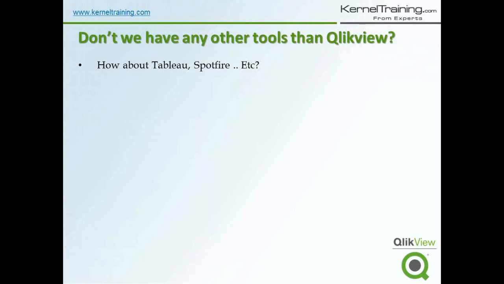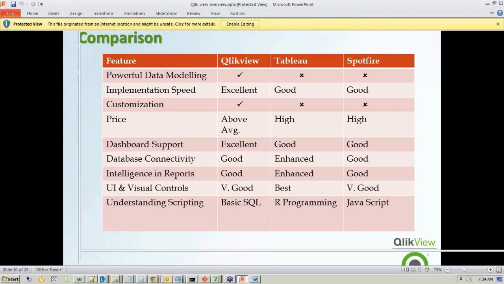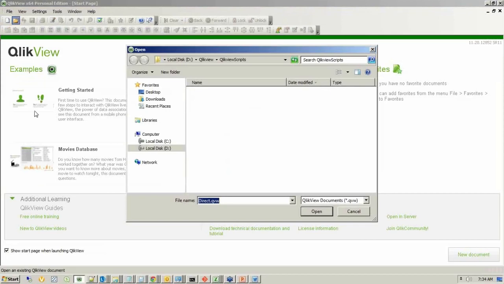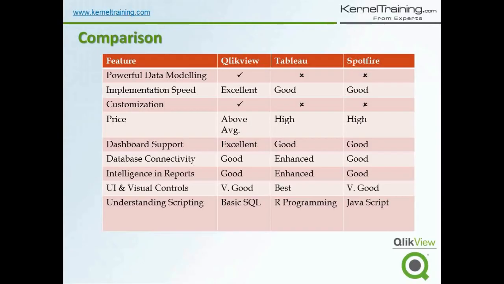Okay, now let's quickly take a pause here and see what else we can achieve out of this comparison. You can see I just made some comparisons out of my experience. You can see the powerful data modeling technique. There is a data modeling technique in QlikView which can resolve most of your modeling issues. Okay, so I'll just show you a better thing here. See, there is a modeling layer in QlikView where you can go and do powerful data modeling, which is lacking in the other two reporting tools, Tableau and Spotfire.